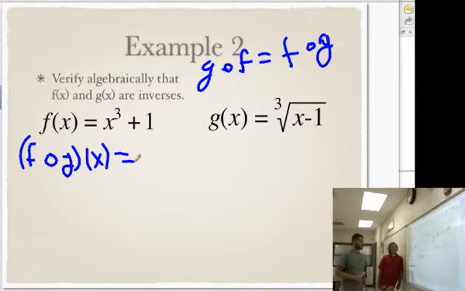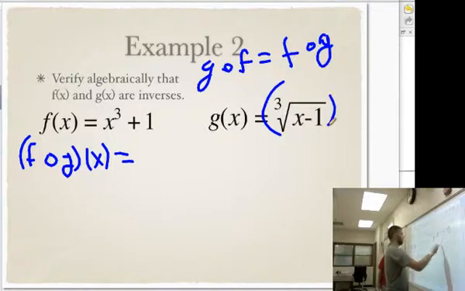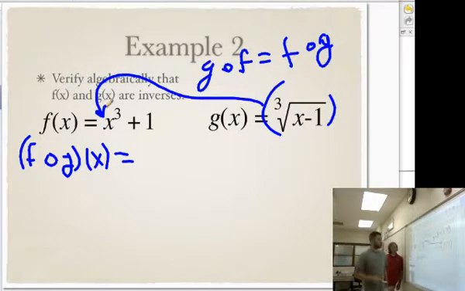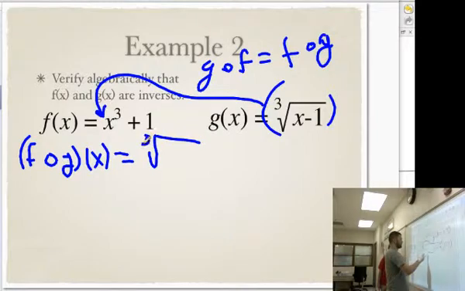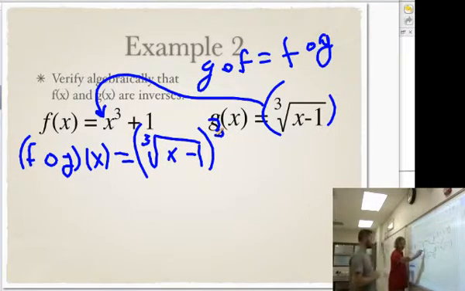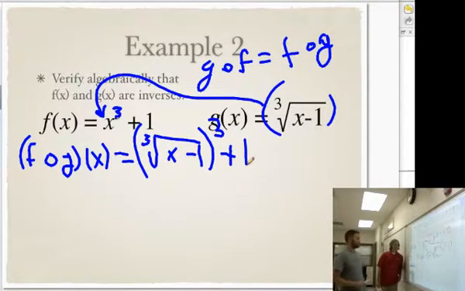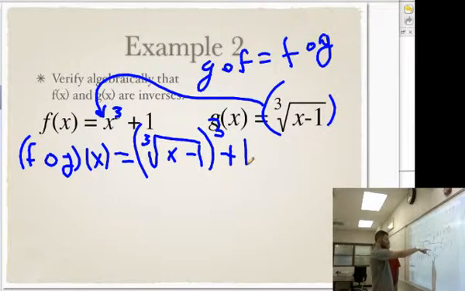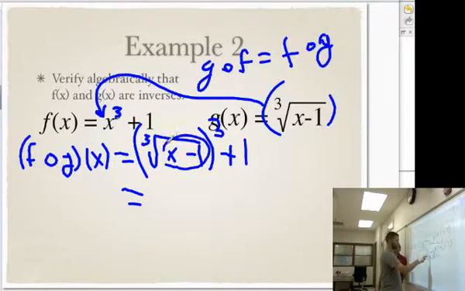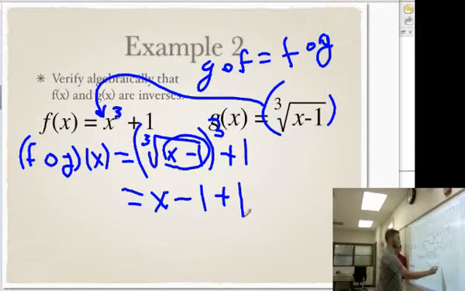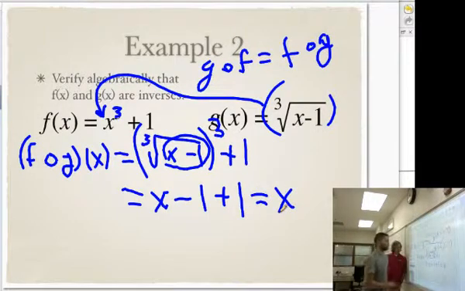Alright, f of g of x means I'm going to put g of x wherever I see an x in f. So this is going to be the cubed root of x minus 1. That's my g. That whole thing cubed. That cube came from this one, right? Exactly. Plus 1. As Mr. Kelly pointed out before, the cube root and the cube kind of cancel each other out. So we're left with whatever's inside the cube root, x minus 1, plus 1. Negative 1 plus 1 are gone, so I'll be left with just x, which is our identity function.